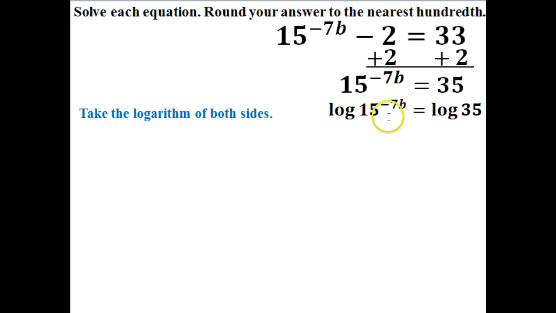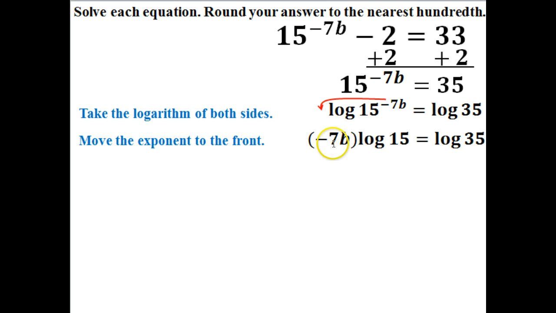Now that I've got this, I need to take this exponent and put it out in front using our laws of exponents. I'm just going to move that guy way out in front. So that's what I've got here, negative 7b, and that's times log 15. So I just took that and moved it out front. That's part of our expanding logarithms.